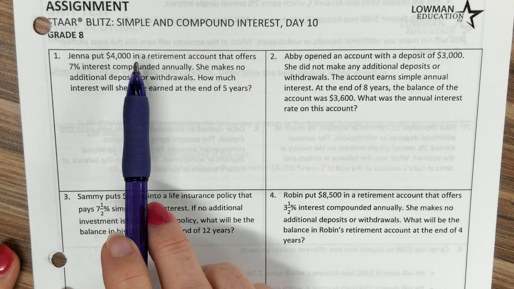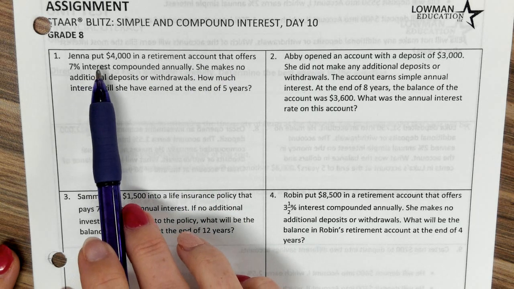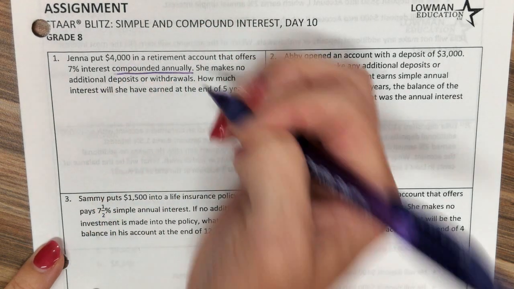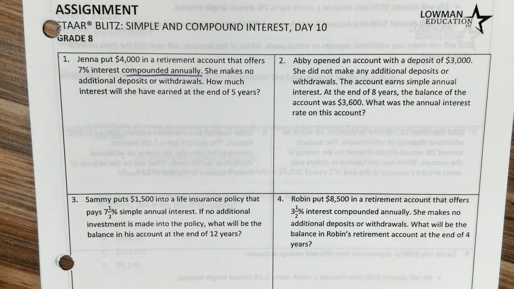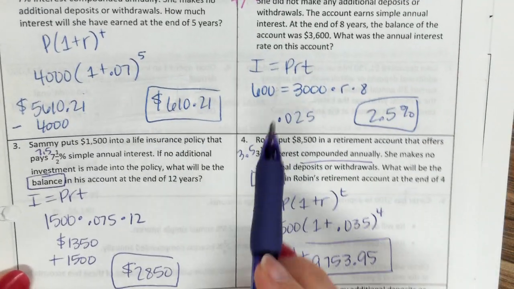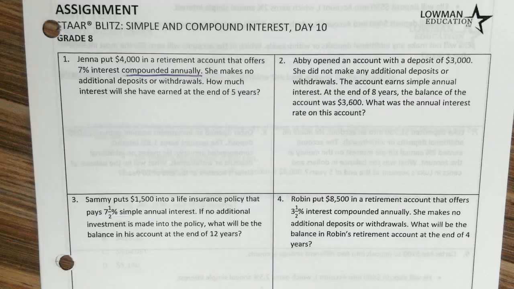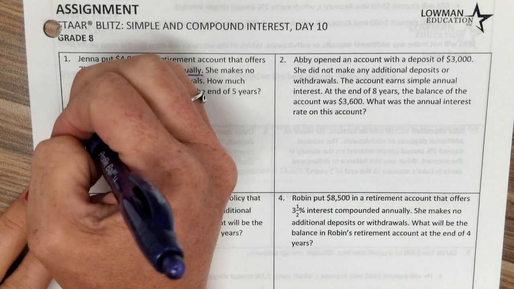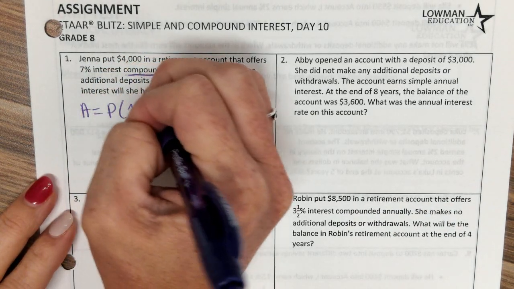Jenna put $4,000 in a retirement account that offers 7% interest compounded annually. What should I underline or circle? Compounded annually. So before you do anything, you're going to write the formula down for compound interest. And I'm telling you right now, do not bring me your paper to check it if you're too lazy to write the formula down, because y'all should see my answer key. Every single one, what do you see that I wrote? The formula. Every single one. So I'm going to write for compound formula, A equals P open parentheses 1 plus R to the T power.